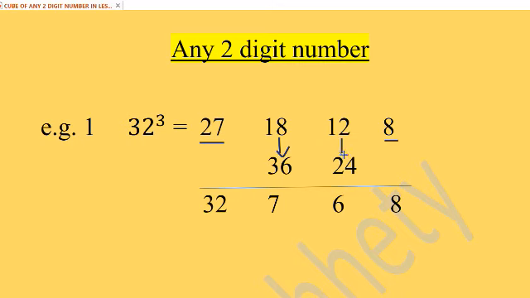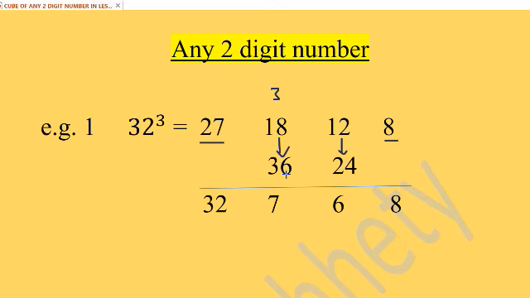So double of the number 12 is 24. And now we'll just add these numbers. So 8 as it is, 12 plus 24 is 36. So 6 here and 3 carried forward. Okay. Now 18 plus 3 is 21, and 21 plus 36 is 57.